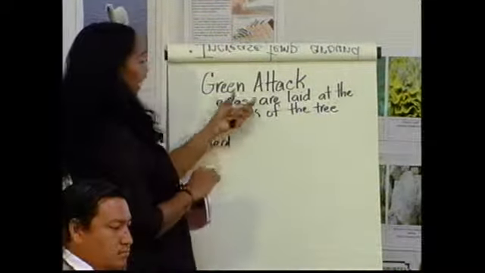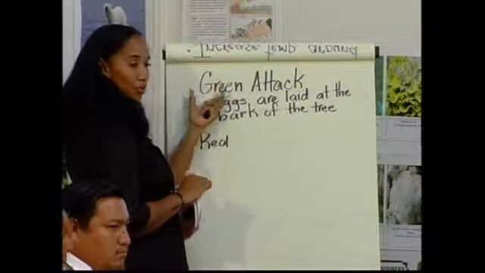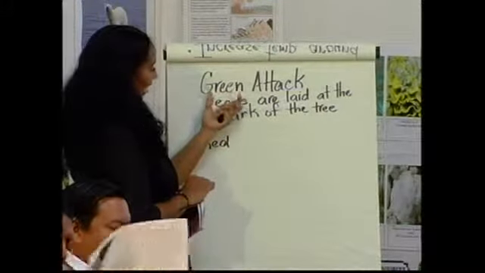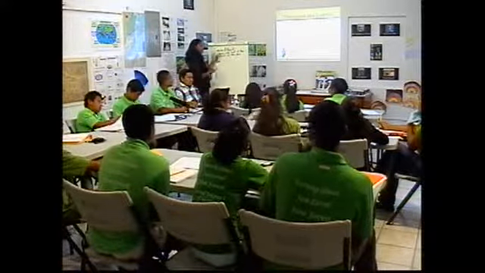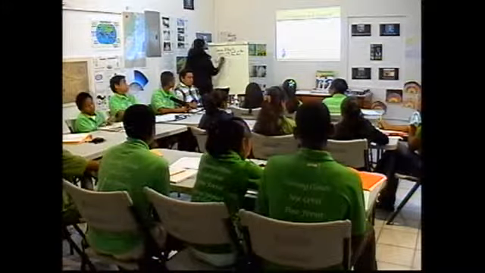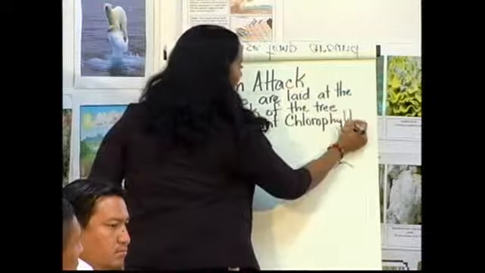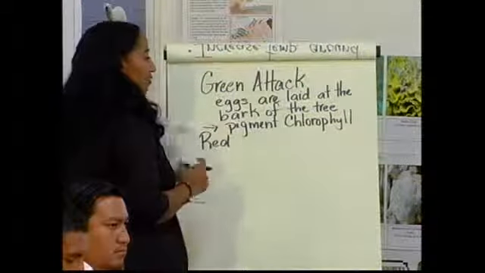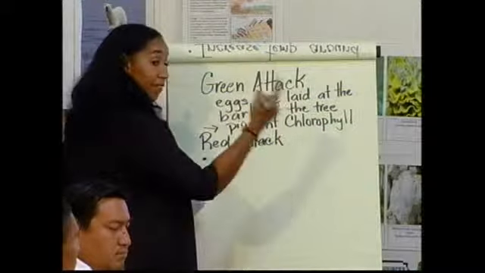The green attack is the first stage. The tree is presently living. Nutrients are flowing within the xylem and the phloem. The tree is healthy, and the tree also has a pigment that is called chlorophyll. This pigment chlorophyll is what actually gives trees its green color. In the red attack, the chlorophyll will begin to change to a different color.